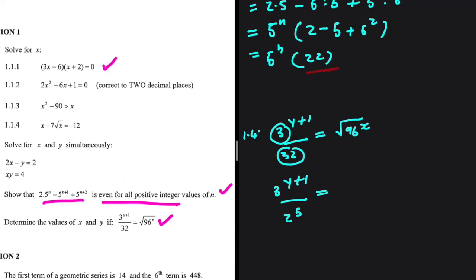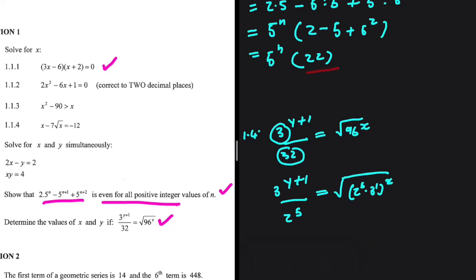Can we write 96 with a base of 3 or with a base of 2? Well, we can do that at the same time. Why do I say so? We're going to have the square root of, if you want to write 96 using prime numbers, you have 2 to the power 5 multiplied by 3 to the power 1, everything to the power of x. Yes, 2 to the power 5 multiplied by 3 to the power 1 is equal to 96.